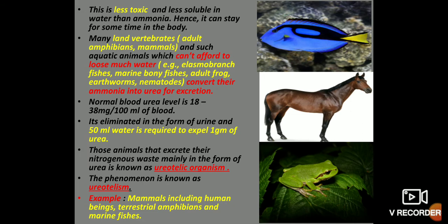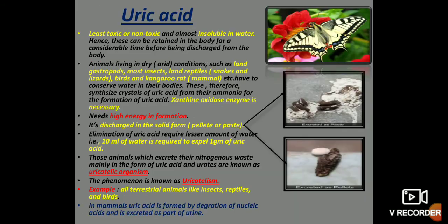Now, those animals that excrete their nitrogenous waste mainly in the form of urea are known as ureotelic organisms, and the phenomenon is known as ureotelism. Examples are mammals including human beings, terrestrial amphibians, and marine fishes.